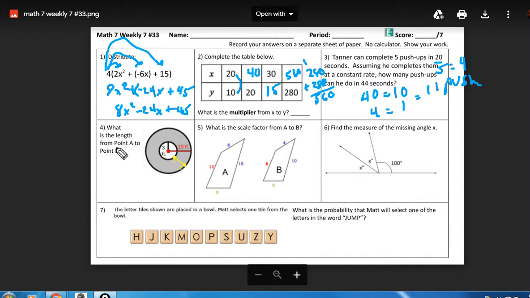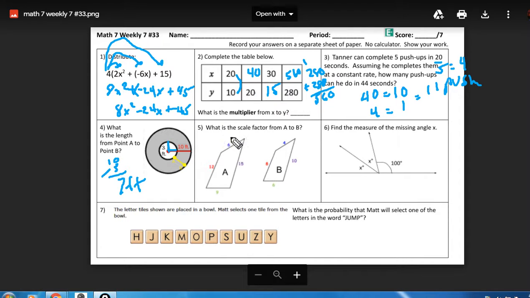What is the length from point A to point B? Okay, so we have point A to point B. Well, we have to figure out what this radius is here. We know that the circle, or this radius, is 3 feet. Looks like this radius is 3 feet from here to here. So we know that this piece is 3 feet, so we have to subtract it. So 10 minus 3 is going to be 7. This piece from here to here would be 7 feet.